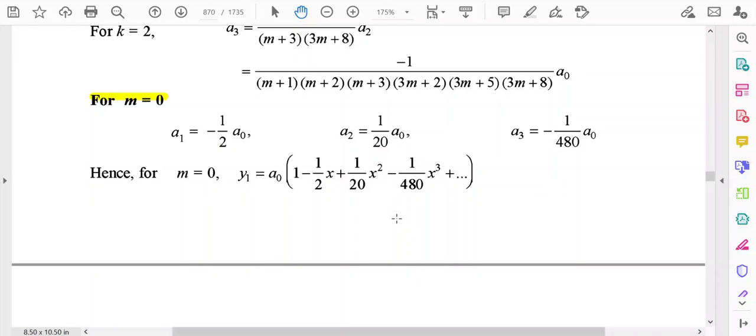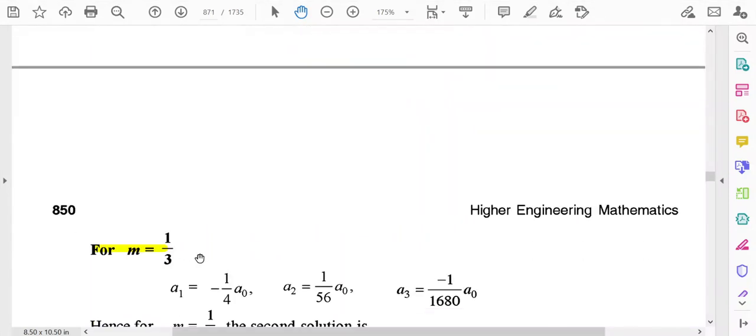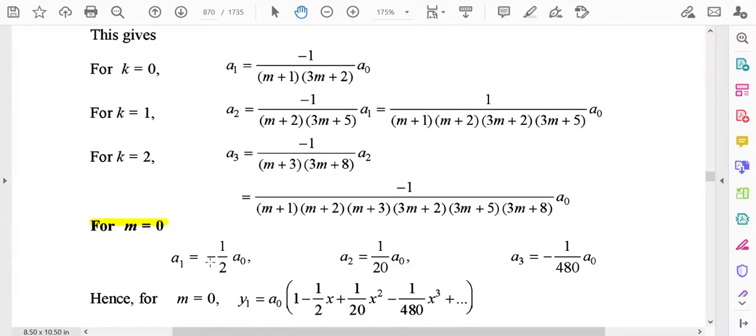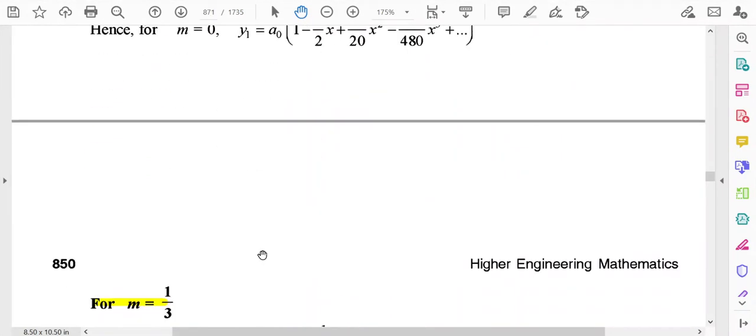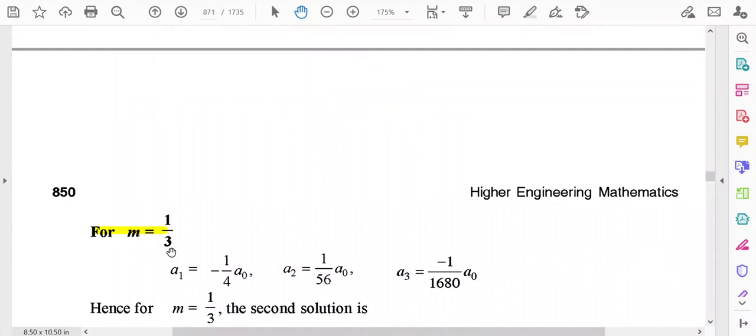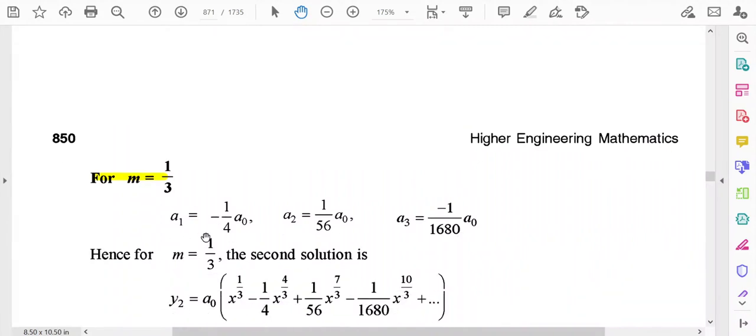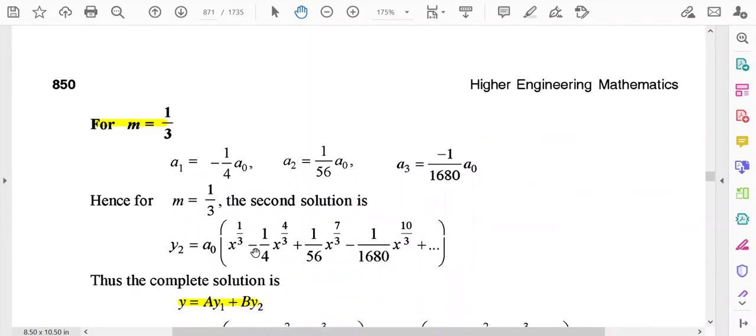But there is another value of m, that is m is equal to 1 by 3. Then again, you have to calculate a1, a2, a3 by substituting the value of m is equal to 1 by 3. Then again, you will obtain this coefficient. And for this coefficient, there will be a second solution. So the second solution will be again y2 is equal to.